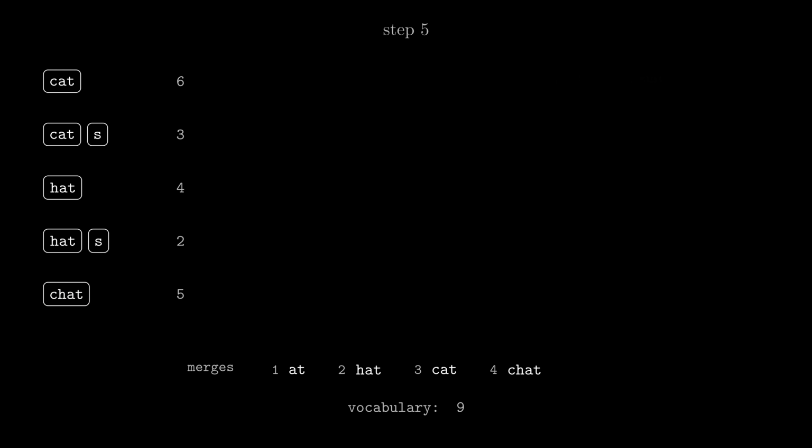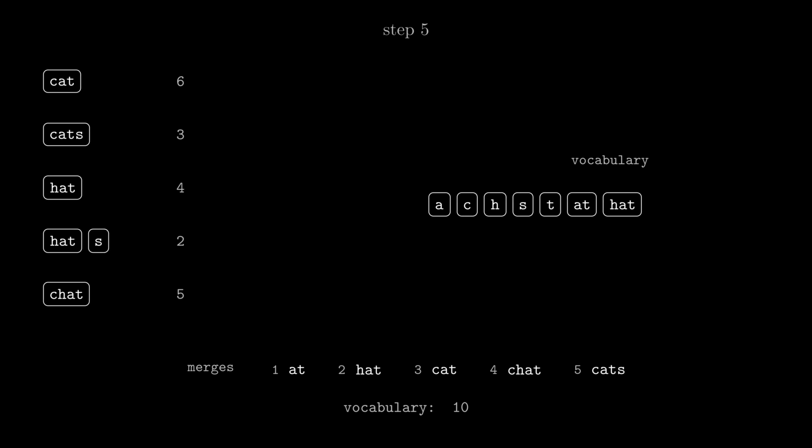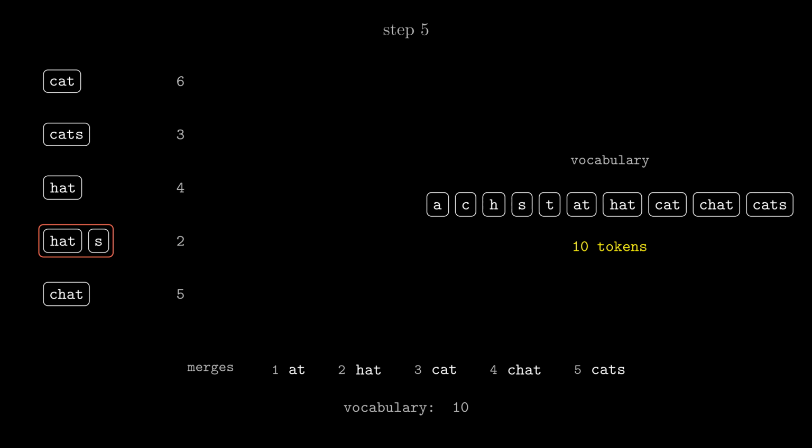Step 5. Cats, 3. Hats, 2. Merge cat S, cats. And stop. 5 merges, as promised. Our vocabulary: A, C, H, S, T, at, hat, cat, chat, cats. 10 tokens. It never learned hats. 2 occurrences wasn't enough to win a round in 5. Frequency decides everything. The whole vocabulary of GPT-4 is this table, run 100,000 times over a slice of the internet. Nothing else.